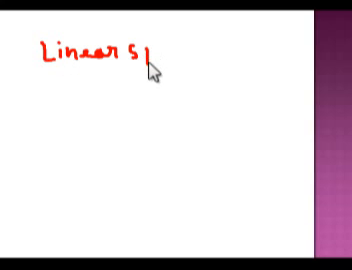For Banach space, we first need to know what a linear space or vector space is. It is very important to know this to understand what a Banach space is.